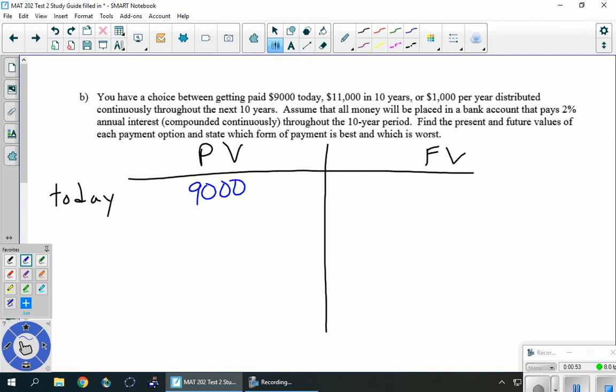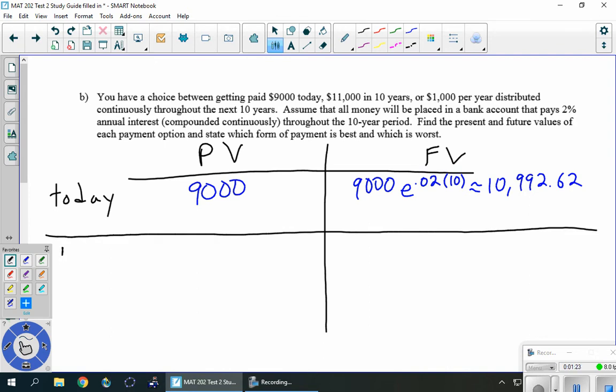Future value is our PERT formula. So 9,000 e to the RT. So R is 0.02, 2%. And then T, how much time are we talking about? 10 years. 10 years into the future. And so we type that expression into the calculator, and we get around $10,992.62. So that's everything to know about that payment option.